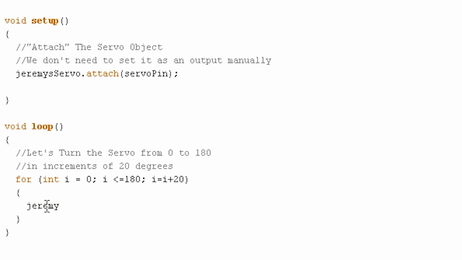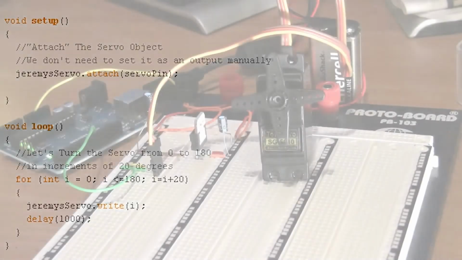So we'll call Jeremy's servo dot write, and this will tell it the position to go to, and we'll send it to position i, because we want to send it to whatever position i is in the for loop right now. Note that while before we were incrementing by 1, we can use this command to increment it by 20 each time. And we'll keep it at each spot for 1 second, just so we can see what it's doing clearly. Alright, good. Let's see how this works.